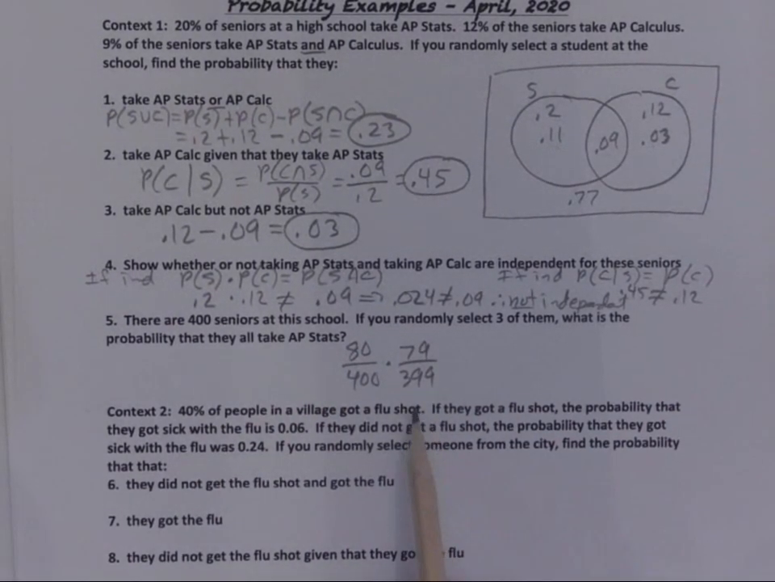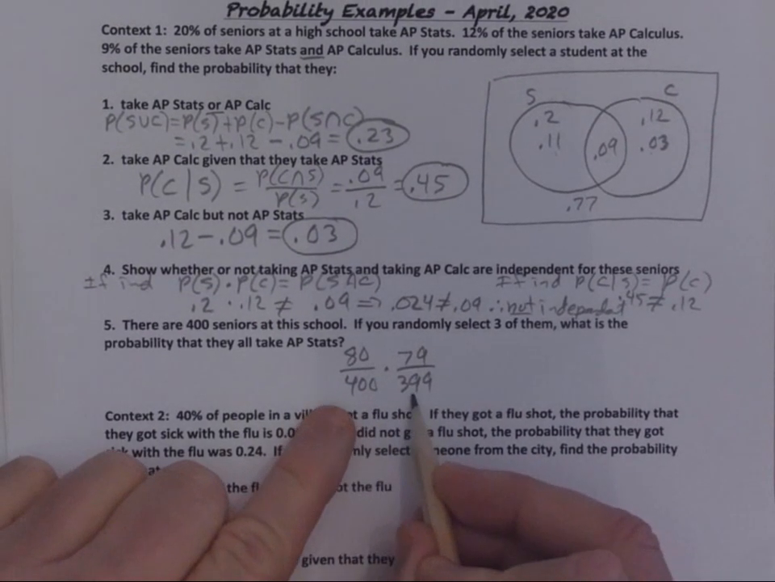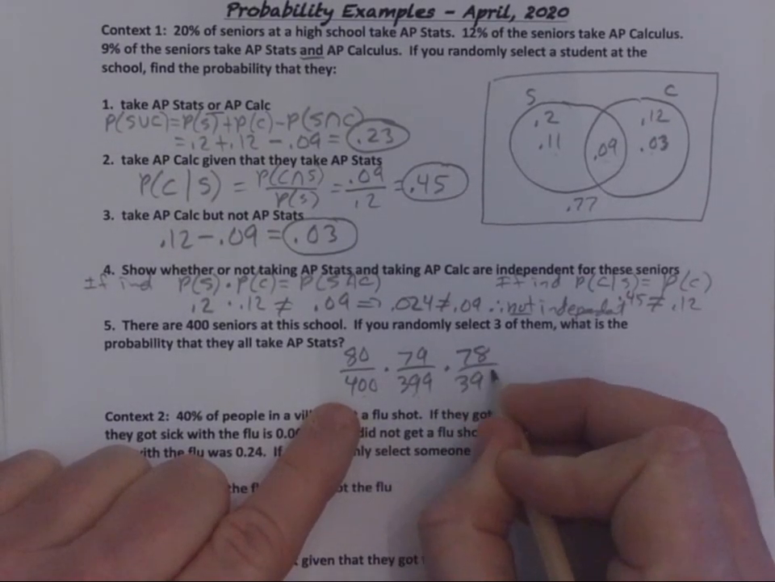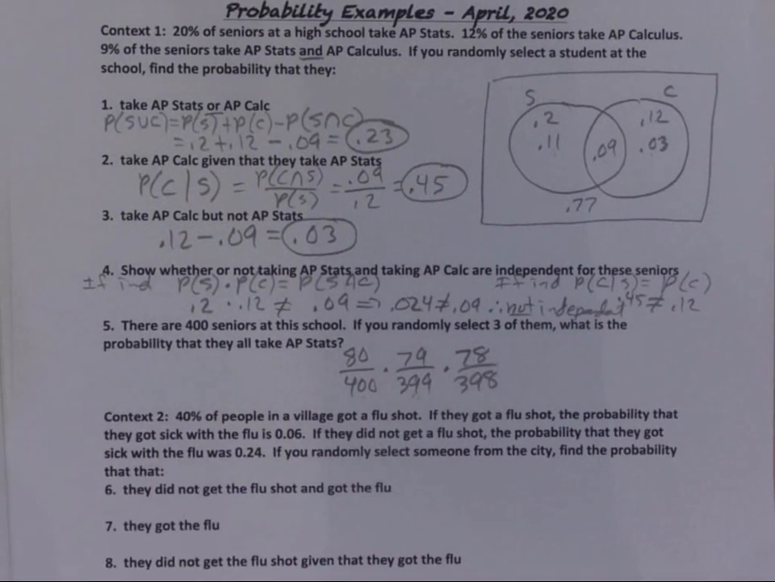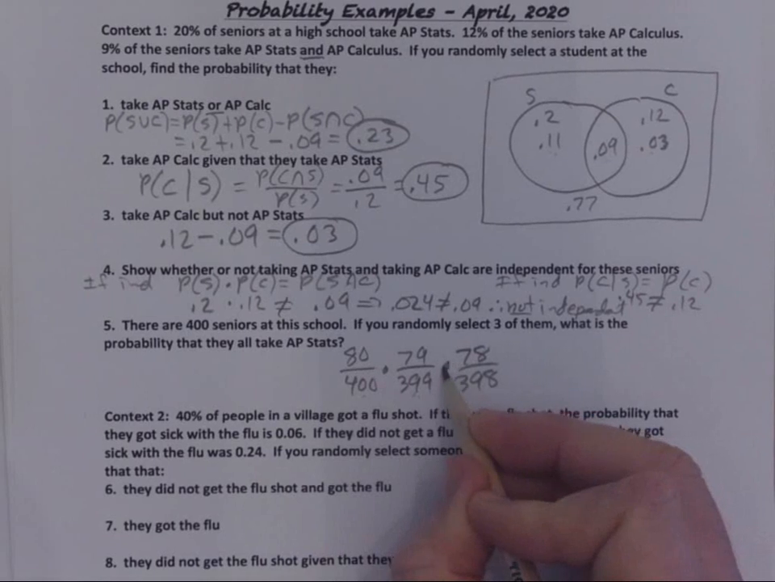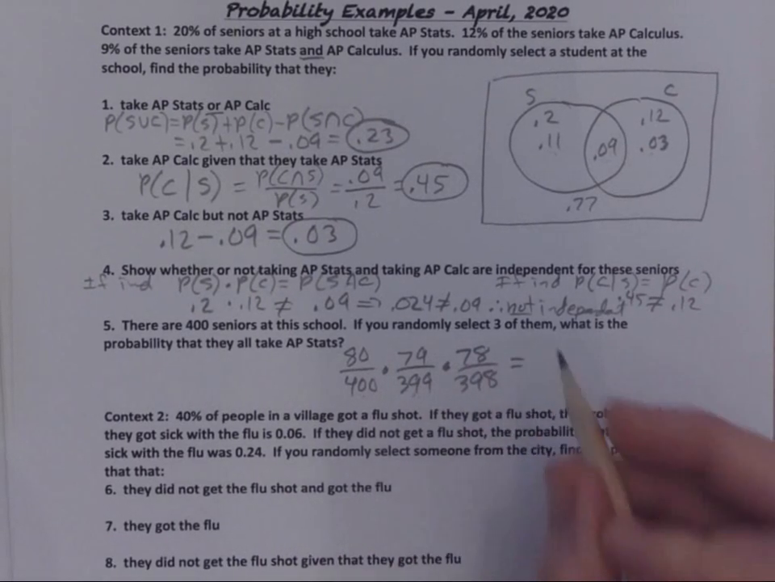Okay, so there's only 399 of them left, and only 79 take stats. Given that the first 2 you've sampled take stats, the probability the third one takes stats is now 78 out of 398, because we've taken 2 people out. And so you multiply the probability of multiple events. You multiply these things, and I've taken into account their conditional nature, so I can multiply them.